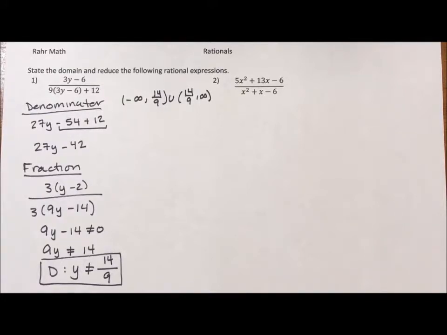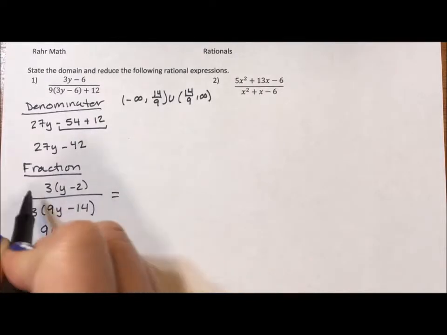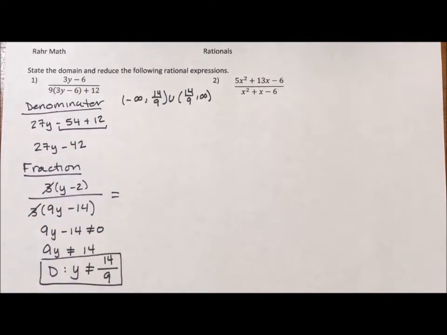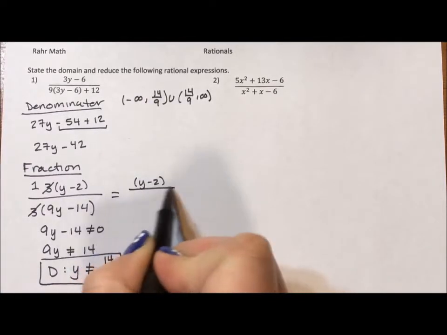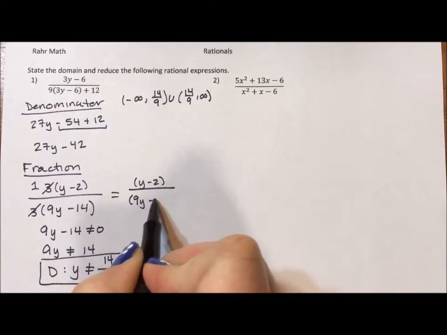Now that I have my domain, I reduce. And to reduce, I divide 3 by 3, get 1. It's good to write the 1 because if everything cancels, I often have students write 0. But 0 is the addition identity, not the multiplicative identity. We go to 1 through multiplication and division. We end up with y minus 2 divided by 9y minus 14.